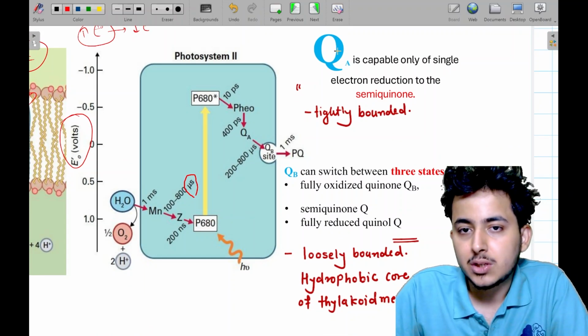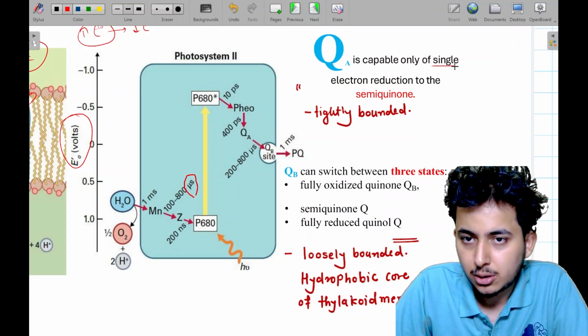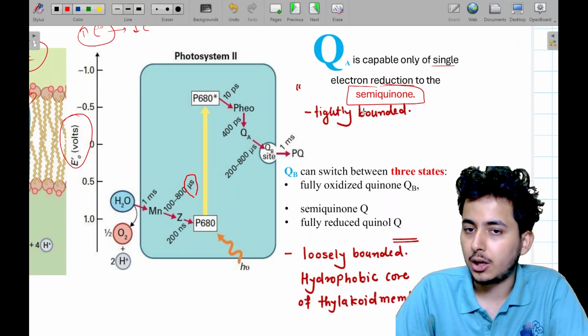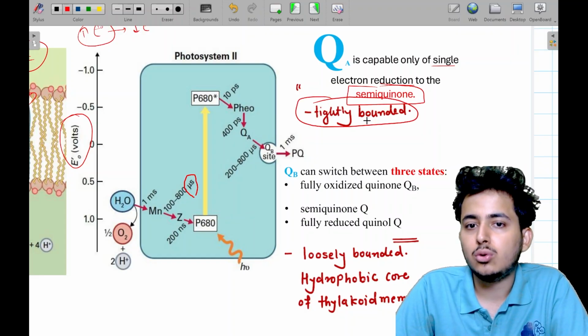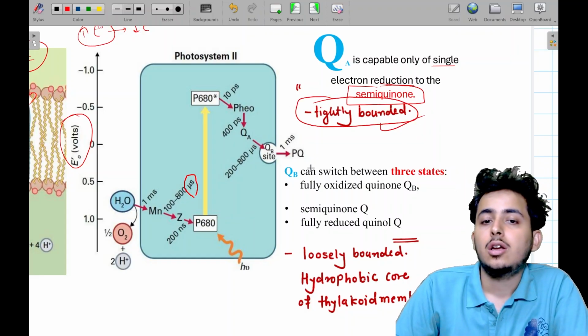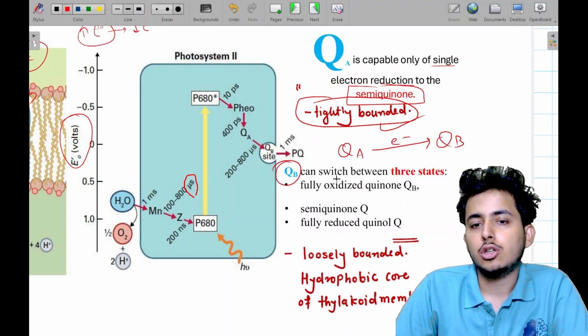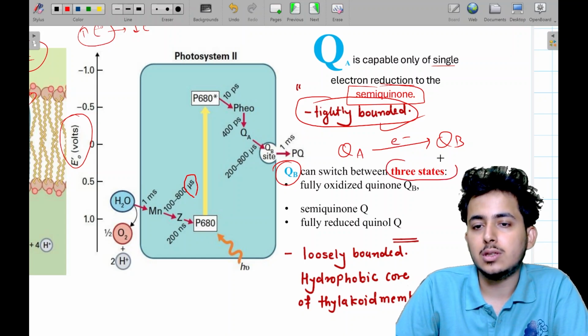So this QA, that is the quinone, is capable only of single electron reduction to semiquinone. It is tightly bound to the photosystem. Electron flow happens like this, QA to QB. The QB can switch between 3 states.